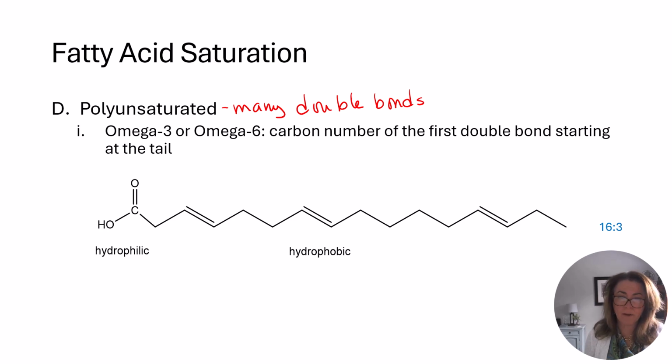You may have heard of omega-3s or omega-6s. Essentially, this is telling us where the double bond is starting from the tail end. We don't normally count this way, but what we're looking at right here is omega-3. So we're starting at the tail, 1, 2, 3. My first double bond starts on carbon number 3 from the tail, so that would be an omega-3 fatty acid. If it were omega-6, it would be starting on carbon number 6 from the tail.